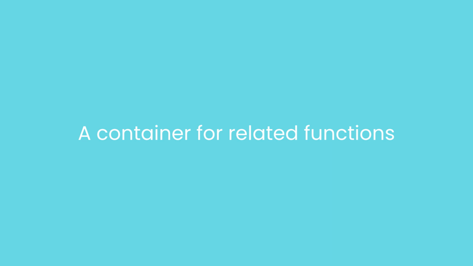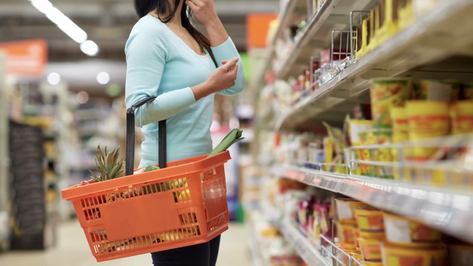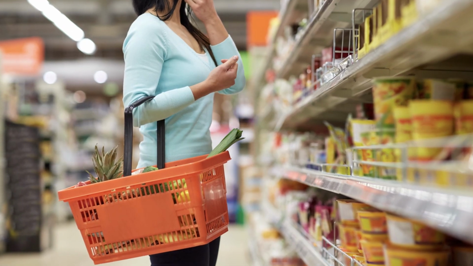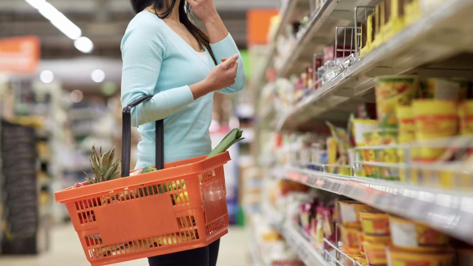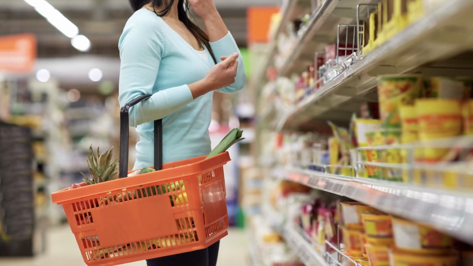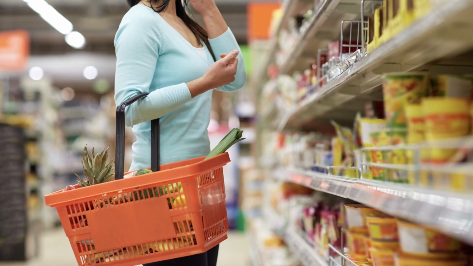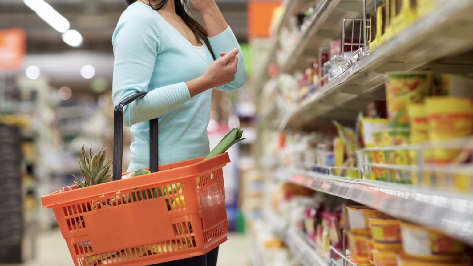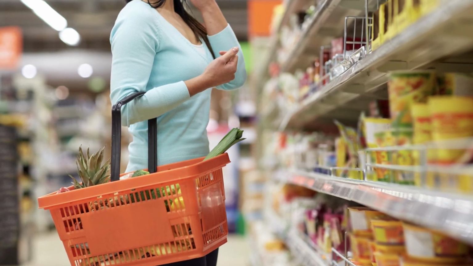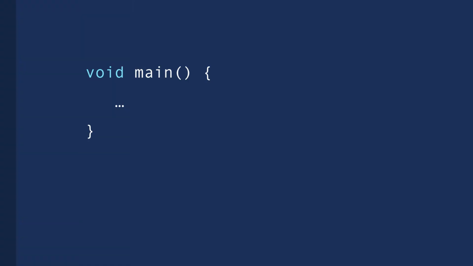Basically, we use these classes to organize our code, just like how products are organized in a supermarket. In a supermarket, we have various sections like vegetables, fruits, cleaning products, and so on. Each section contains related products. By the same token, a class in Java contains related functions. Now, every Java program should have at least one class that contains the main function. Can you guess the name of that class? It's main.